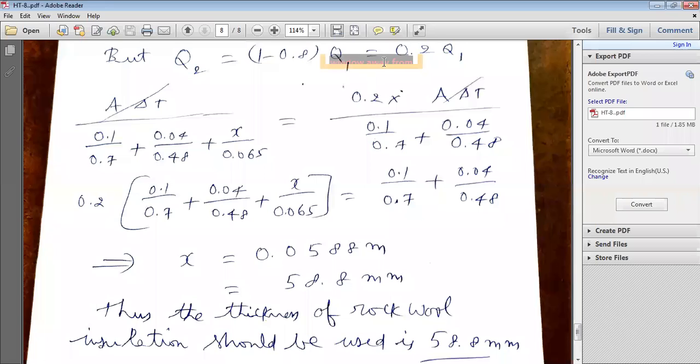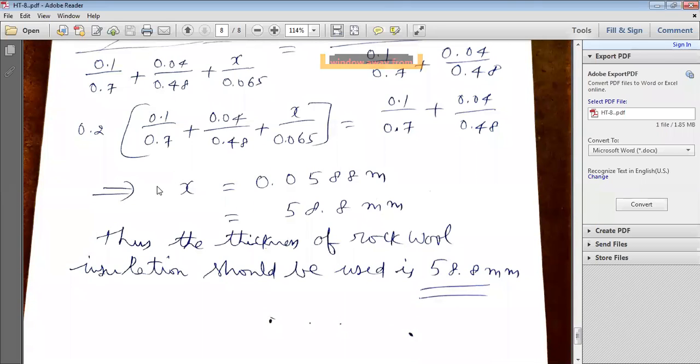So X: 0.2 into this term, 0.1 by 0.7 plus 0.04 divided by 0.48 plus X by 0.065 is equal to 0.1 by 0.7 plus 0.04 divided by 0.48. From this relation, you will be calculating X is equal to 0.0588 meters. Generally, you have to convert into mm. So 58.8 mm.